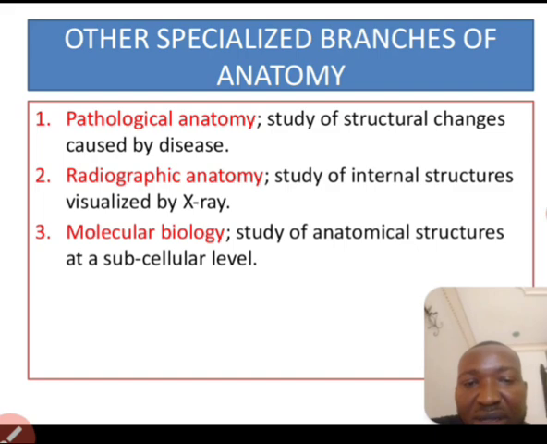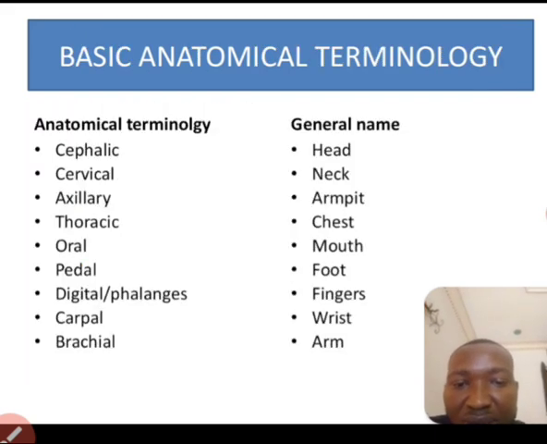We have radiographic anatomy, the study of internal structures visualized by X-ray. We make use of X-ray in radiographic anatomy. We have molecular anatomy, the study of anatomical structures at the subcellular level.